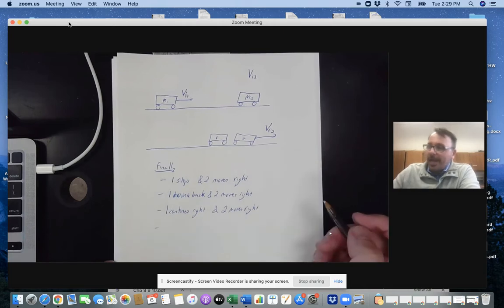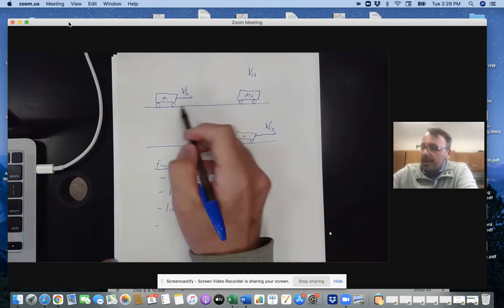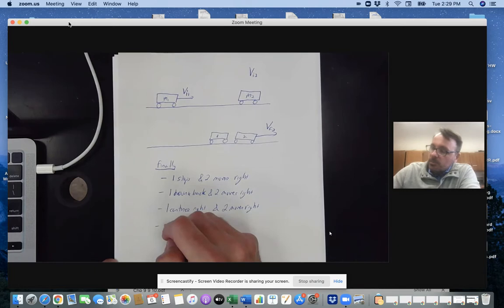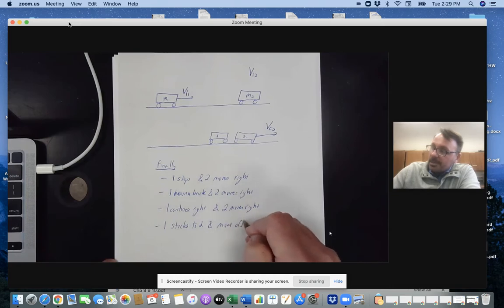And the last thing that could happen, maybe if there was a piece of clay up here rather than the little springy thing, is 1 sticks to 2 and they move off together to the right.